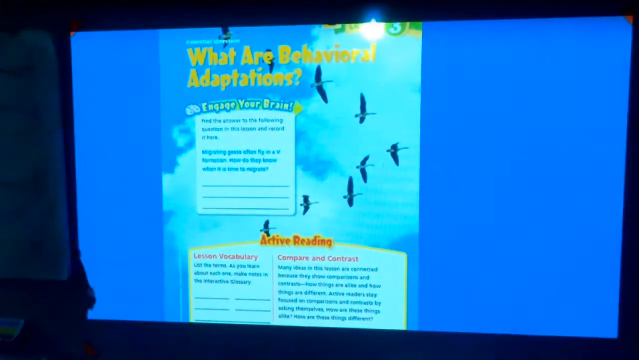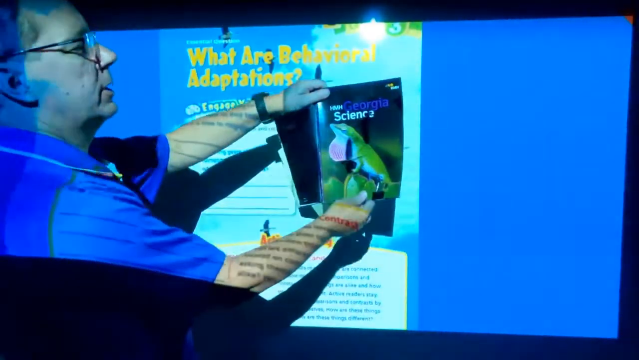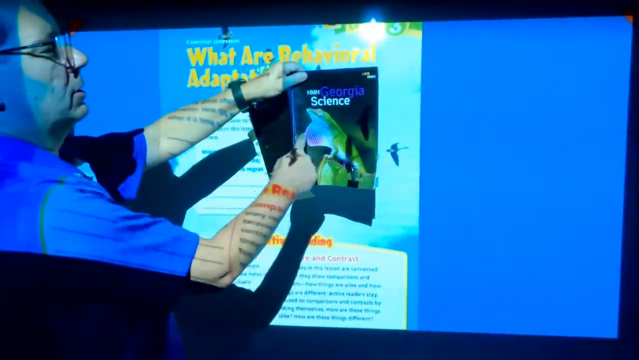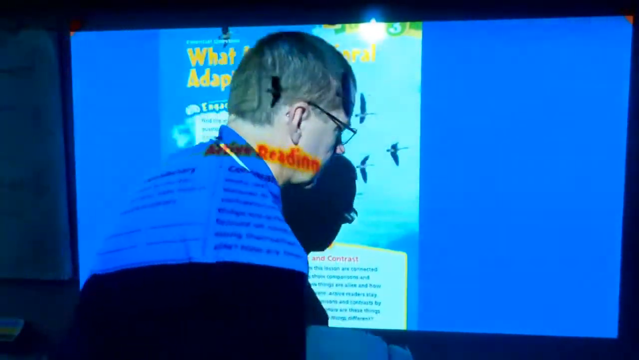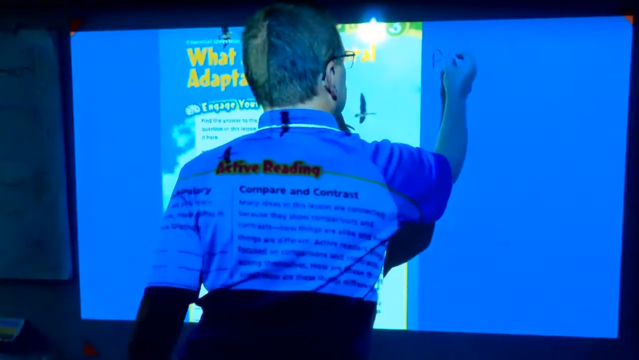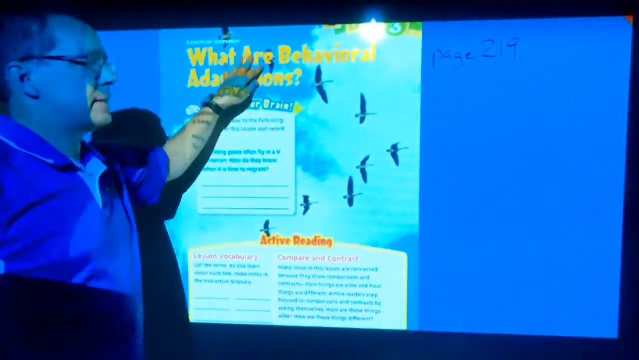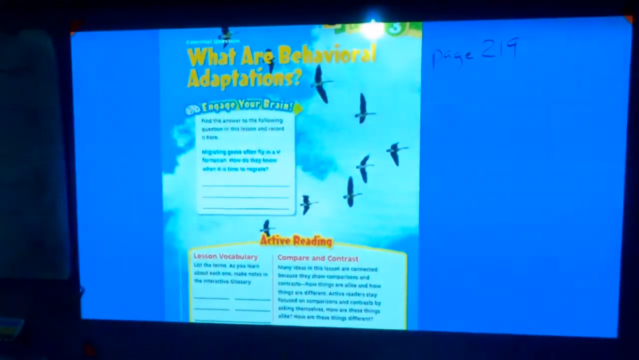Okay, you're gonna need your science book out for this lesson. So make sure you get your science book. In case you don't know what it looks like, it has a little lizard on the front with a big thing out front, and it says science on the front. We're on page 219. That's where we're starting with lesson number 3 from unit 6.